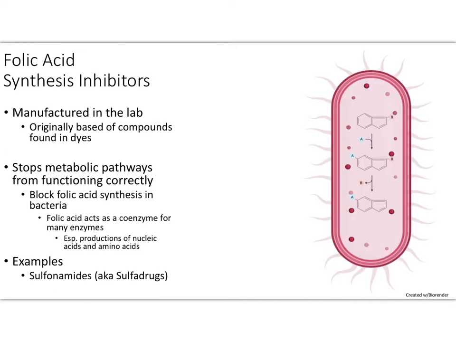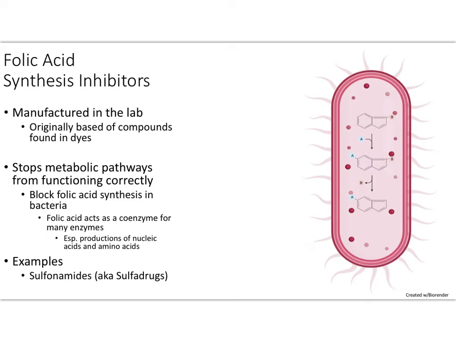Our last group of antibiotics are the folic acid synthesis inhibitors. Now before, I called these metabolic pathway inhibitors, and they are that. They do inhibit metabolic pathways. But on this slide, I wanted to be a little bit more specific and mention which metabolic pathway they work to inhibit. These types of drugs are oftentimes called the sulfa drugs. One example is sulfonamide. And they are manufactured entirely in the lab. These are completely synthetic antibiotics, and they're based off of compounds that are found in dyes.